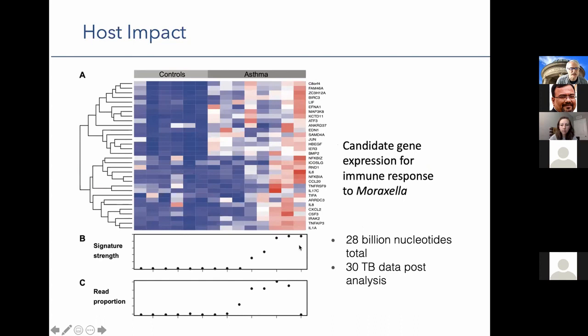So these are all the candidate genes, and you can see a bunch of them are overexpressed in the asthmatics versus the controls. And so we called back our colleagues at Children's and said, we can show that the kids are actually mounting an immune response, those that had infection with Moraxella.